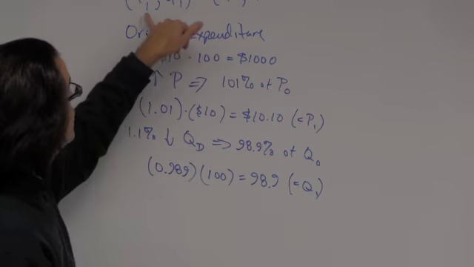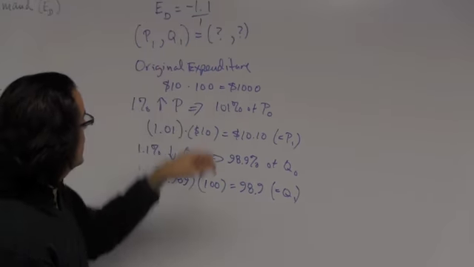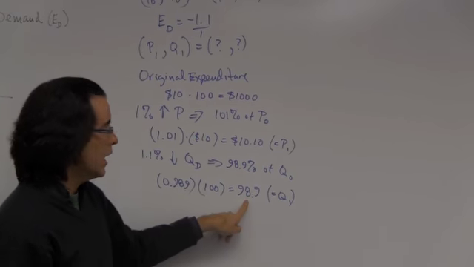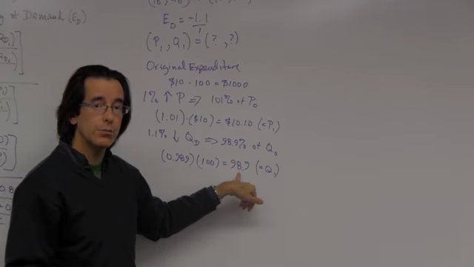So we've determined the new P1, Q1. It seems to make sense. When the price goes up, the quantity demanded should go down. Price went up, and we saw the quantity went down from 100 to 98.9.